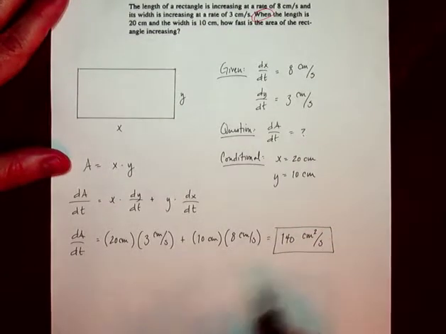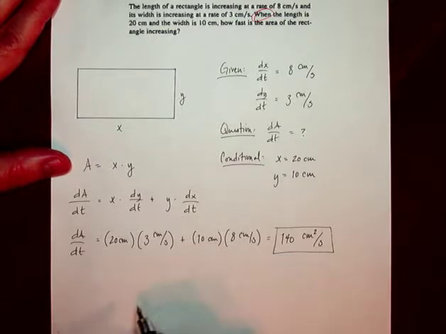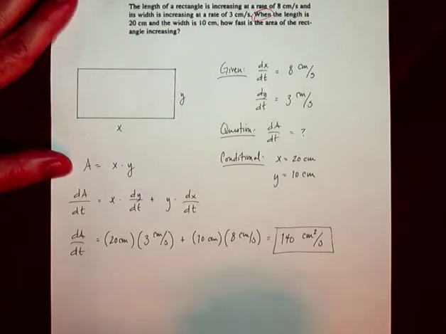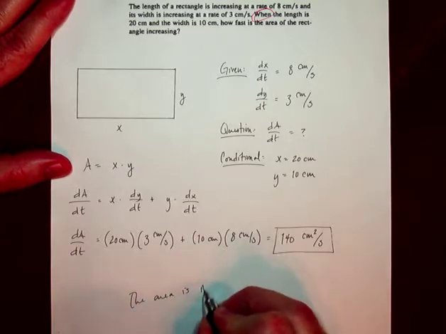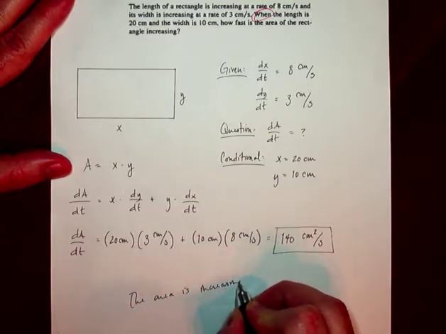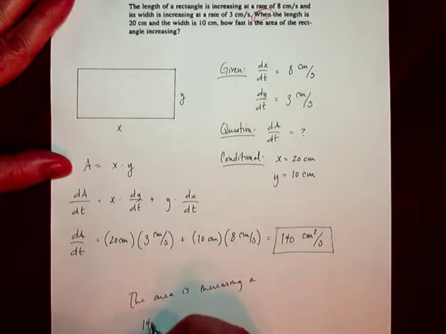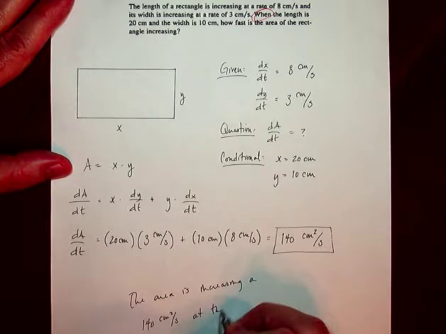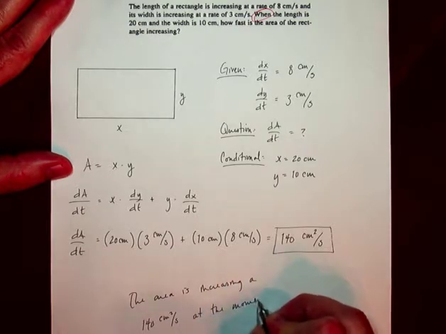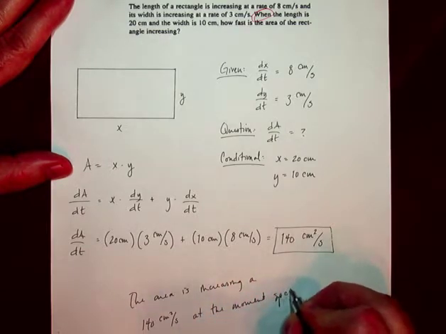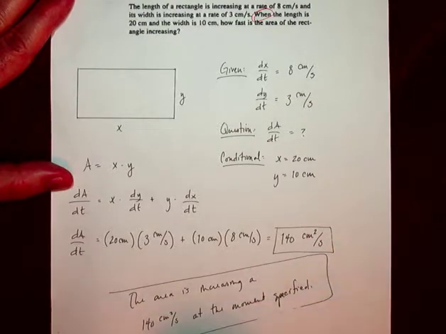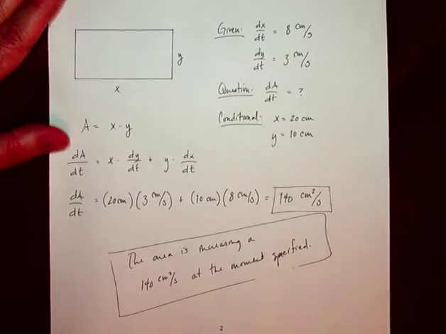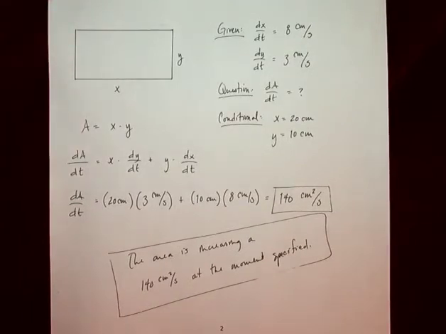Now that you have this, you would go ahead and write me a sentence, right? The area is increasing at 140 centimeters squared per second at the moment specified, or something like that, okay? Because is the area always increasing at 140 centimeters squared per second? The answer is no, okay?